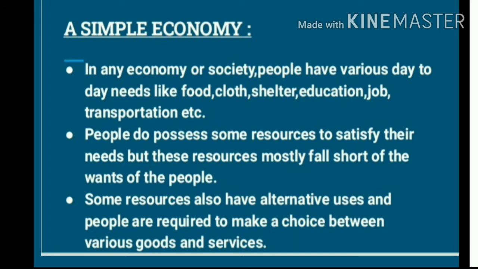So students, the third important point is that some resources are not only scarce, but at the same time they also have alternative uses. That means one resource can be put to so many uses, and as a result, people have to make a choice as to which want to satisfy first and which want can be postponed to a later period.